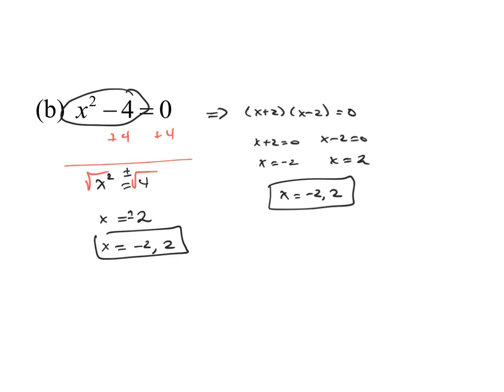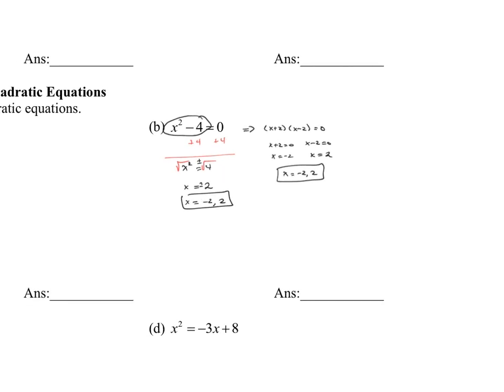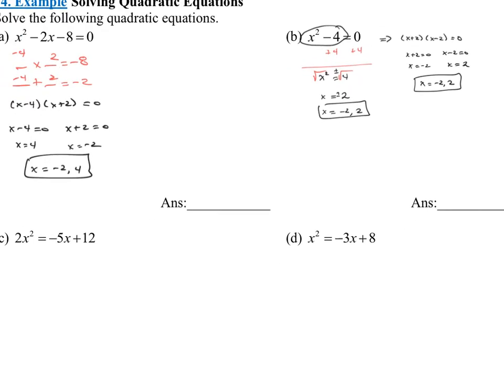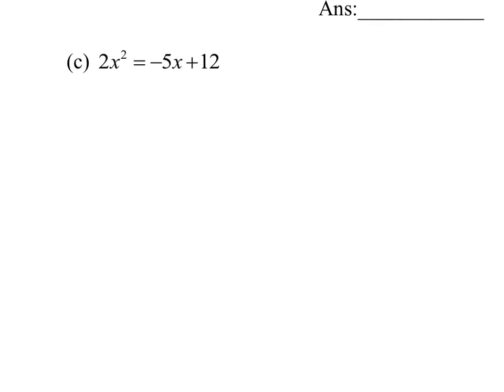So either way, you're getting credit on the test. Do it how you want. Just be careful. Make sure you have two answers on that one. Okay. Let's look at C down here.